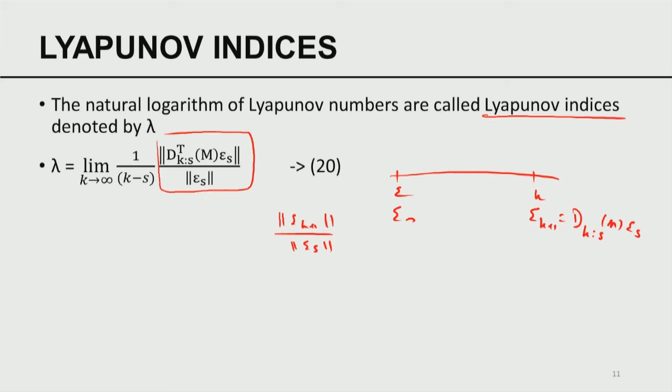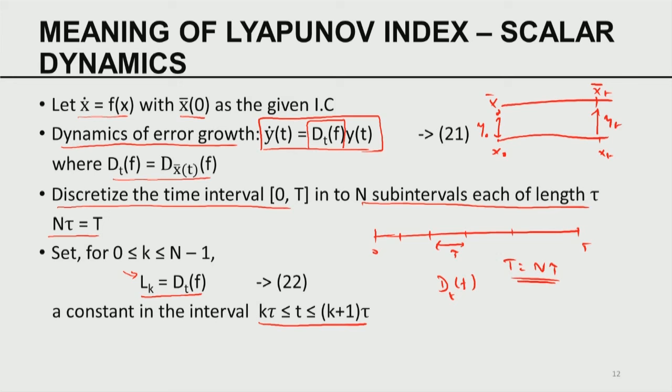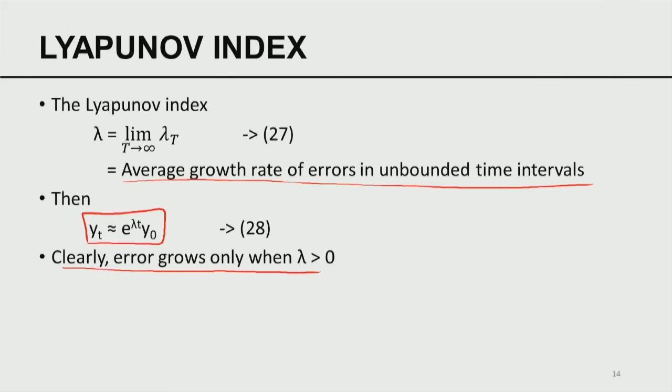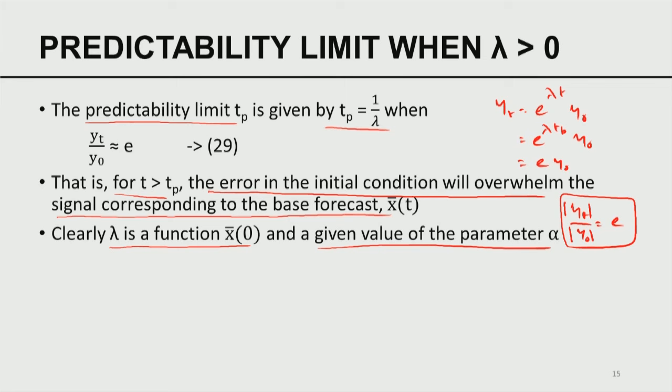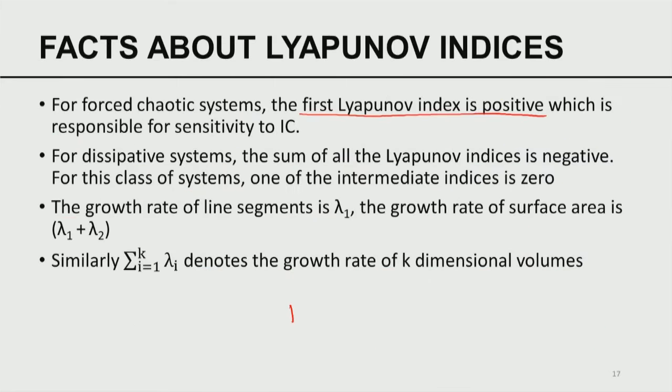So an n-dimensional system has n eigenvalues. N-dimensional systems can have n Lyapunov indices. So if there are n Lyapunov indices, you can talk about the first, second, third, and so on. I'm now going to talk about some of the well-known facts about Lyapunov indices for different types of systems. So for a dissipative system, the sum of all the Lyapunov indices must be negative. That's a fact.